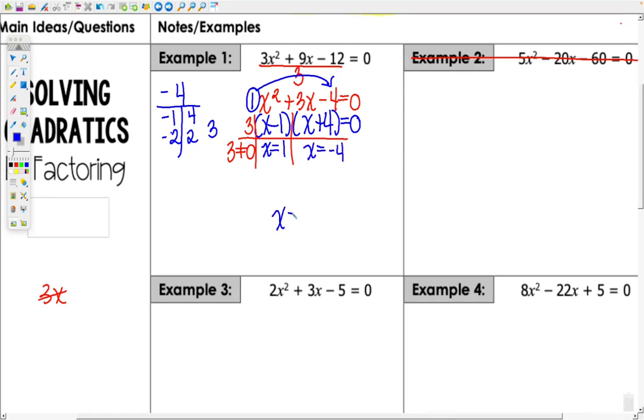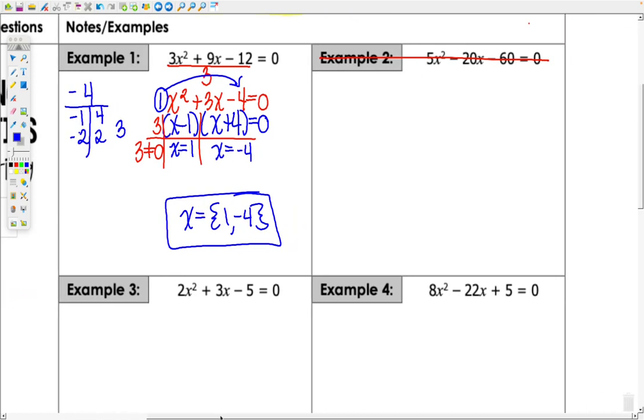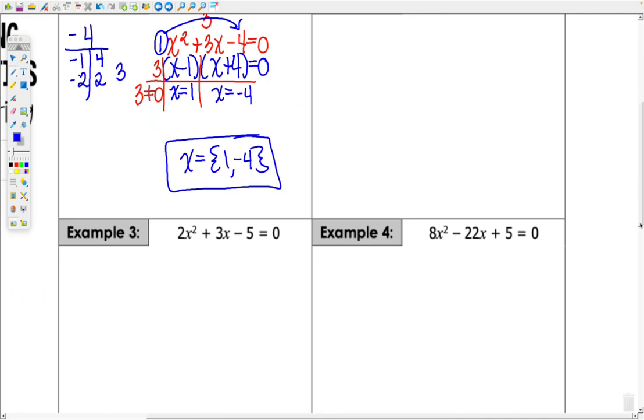So, questions on that? No, ma'am. Good deal. Now let's get to the problem where we have to do what I call slide divide. For example 3, I'm skipping example 2 because example 2 is just like example 1. You just take the greatest common factor away. But example 3 is one that doesn't have a greatest common factor, but A is greater than 1.